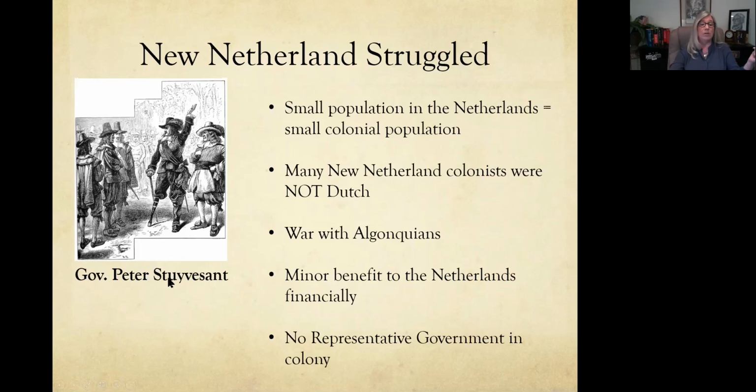And that was this man, Peter Stuyvesant. Sometimes you hear it pronounced Stuyvesant. And here he is, he had his wooden leg, and he was the ruler here, or the governor of New Netherland. And he didn't allow any sort of legislature or assembly, any elected representation. He was the only government representative in New Netherland. So people weren't gaining a whole lot by going here.